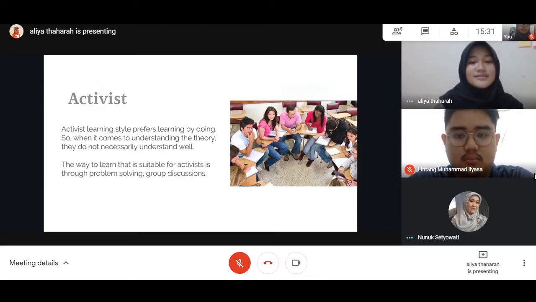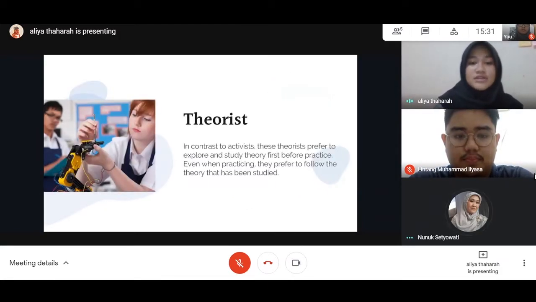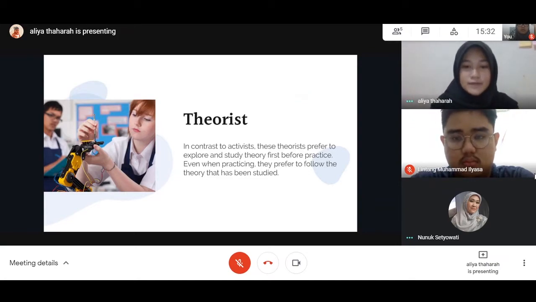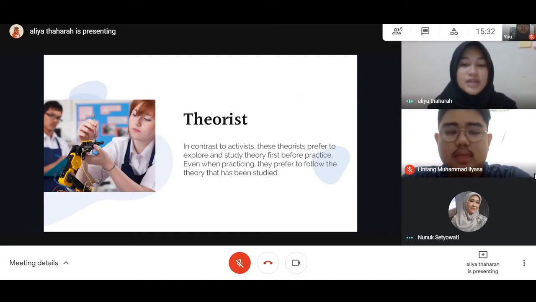And next, there are theorists. In contrast to activists, theorists prefer to explore and study theory first before practicing. Even when practicing, they prefer to follow the theory that has been studied. Hence, a learning style that is more suitable for theorists involves reading or the application of certain theories.